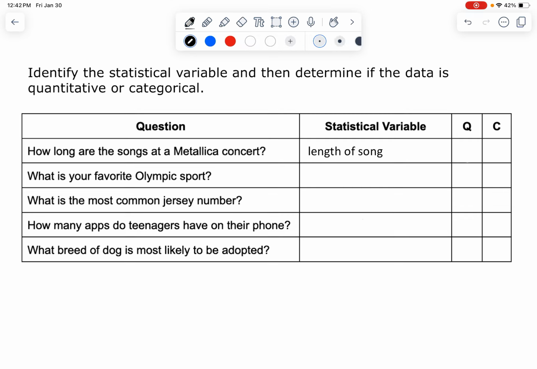Because it's a number, that is quantitative data. All right, what is your favorite Olympic sport? Your variable then would be the Olympic sport. What that sport is is not going to be a number, it's going to be a category.